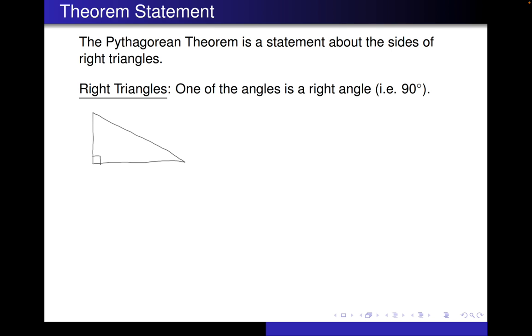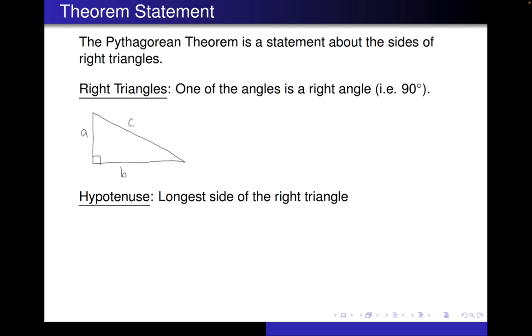Now, you have three sides, and I'm going to put variables for the lengths of those sides. The vertical side has length A, the horizontal side has length B, and that diagonal side that goes between the side with length A and the side with length B is going to have length C. Now, there are three different sides on this. The hypotenuse is the most distinguished side, and that is the side that is the furthest away from that right angle. That is the longest side of the right triangle, and that is the side that has length C.